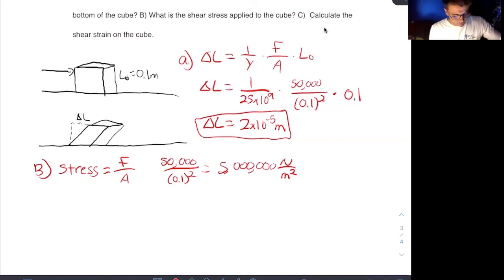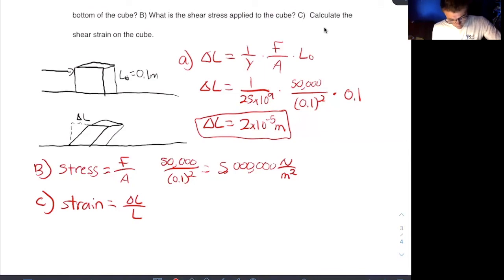So that's how much stress we were putting on this cube when we were putting that much force on it. So then part C is calculating the shear strain. So the shear strain. So strain is delta L over L, right? So just like we did in the last problem, this is strain. So this is pretty much how much it changed in length, the fractional change in length.